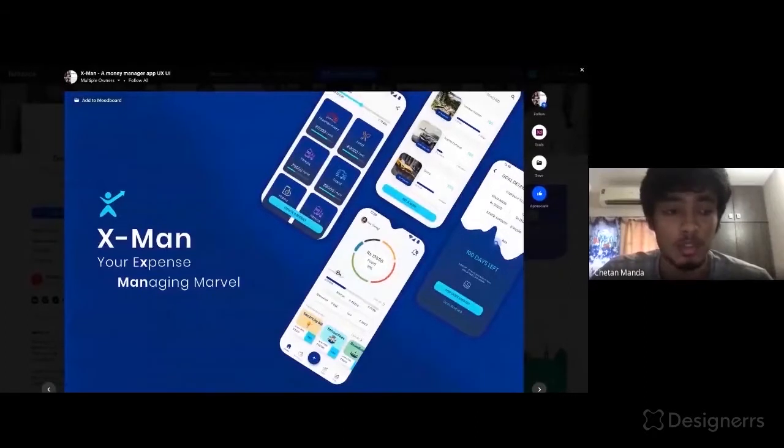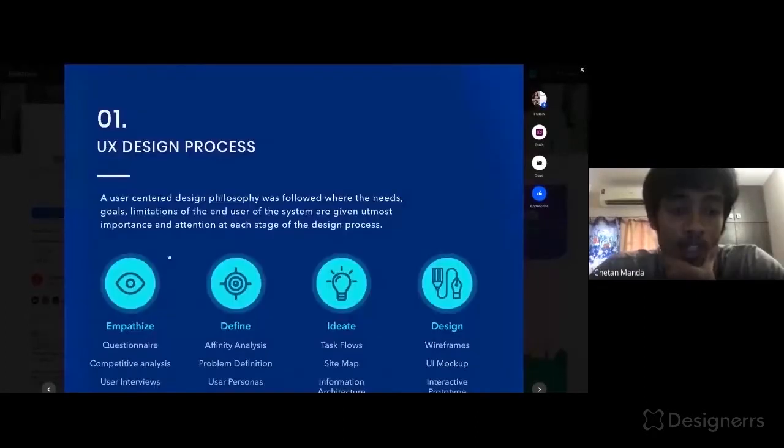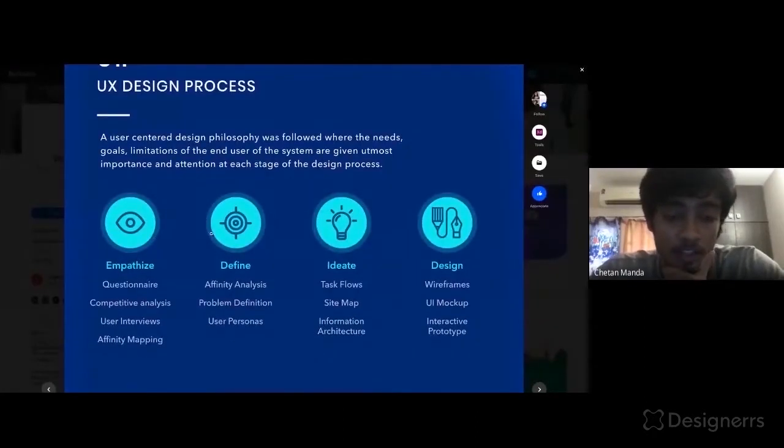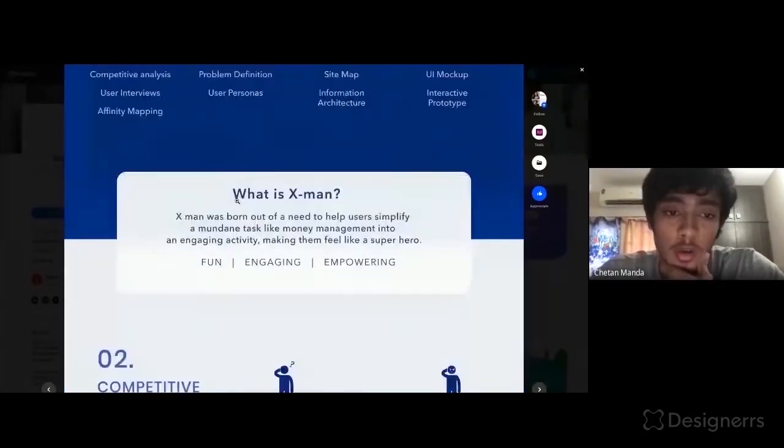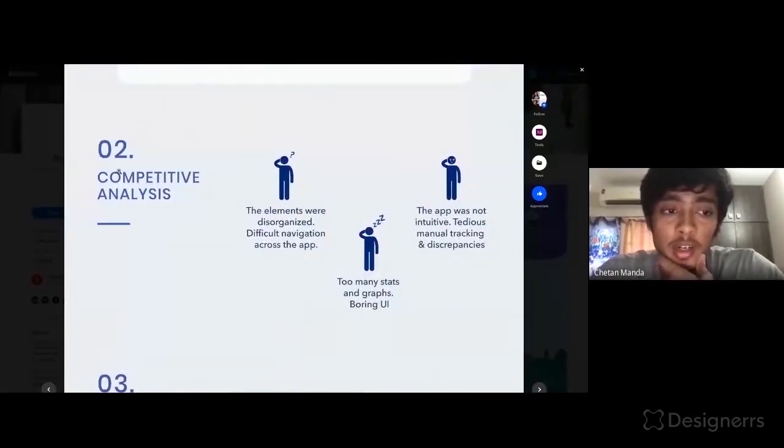So this happens to be an expense managing marvel. This is the process that this person has followed. They've visually explained how they've followed the design process and what they did under each of it. They've given me a brief introduction about what Xman is, used to simplify a simple task. They started by doing a competitive analysis.